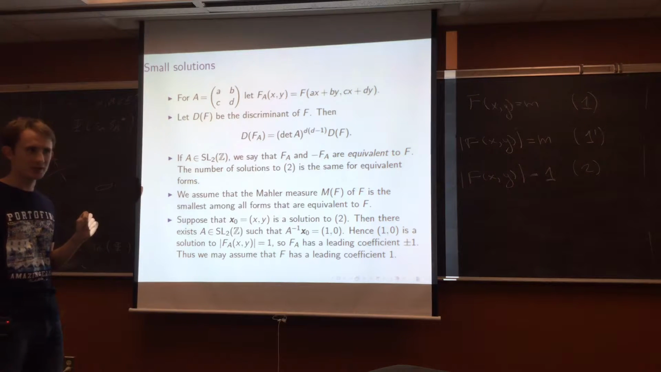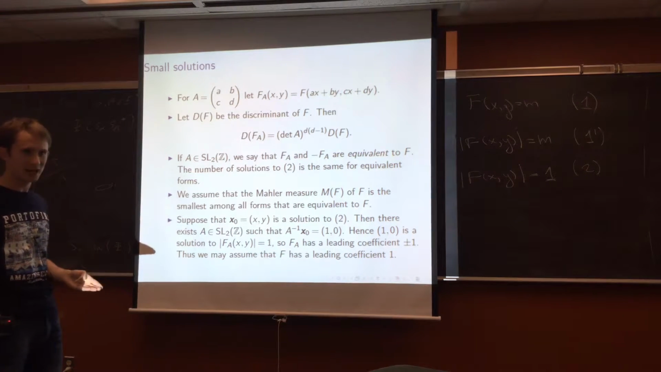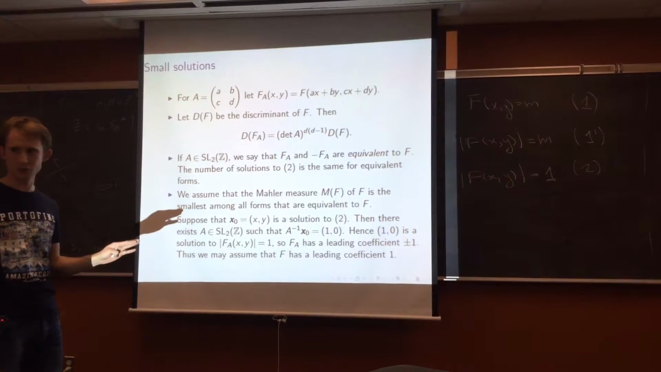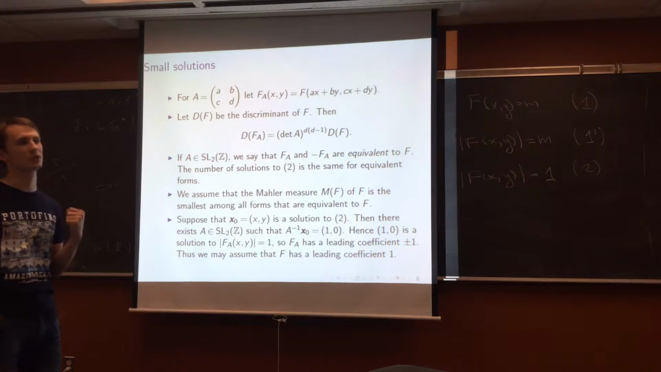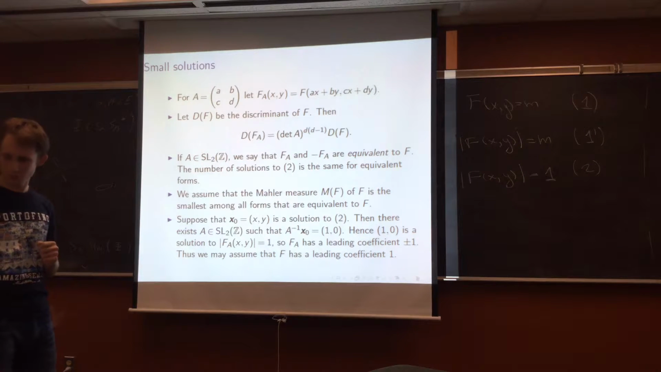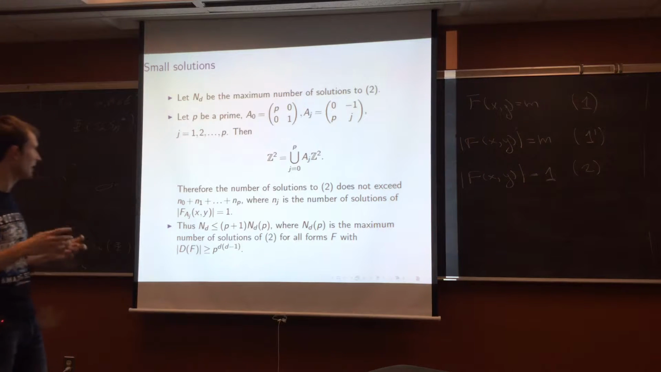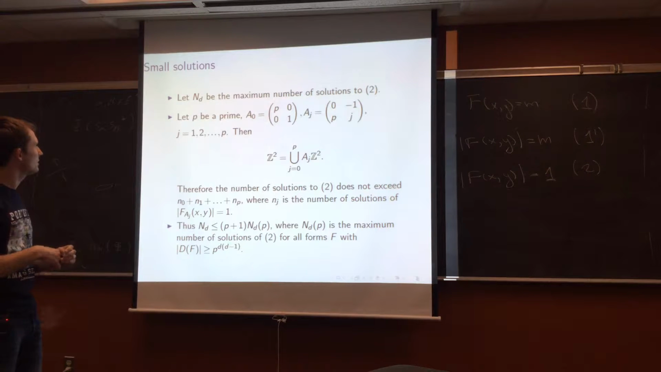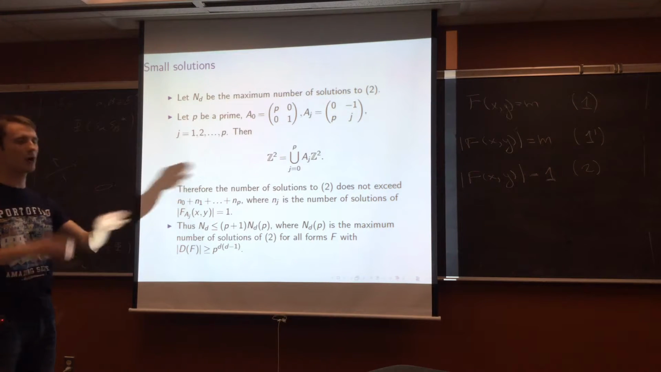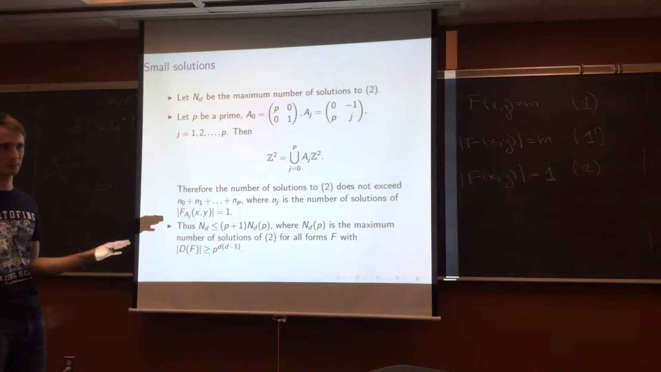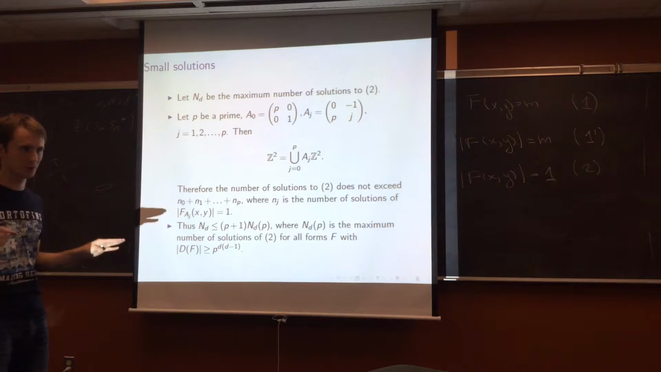Are we good with this setup? So, the point to take from here: we have the leading coefficient 1, and we have the Mahler measure being the smallest among all the equivalent forms with leading coefficient 1. Okay, moving on. The next thing: I'm going to denote by N_D the maximum number of solutions to my equation over all possible forms of degree D. That's what I'm saying.